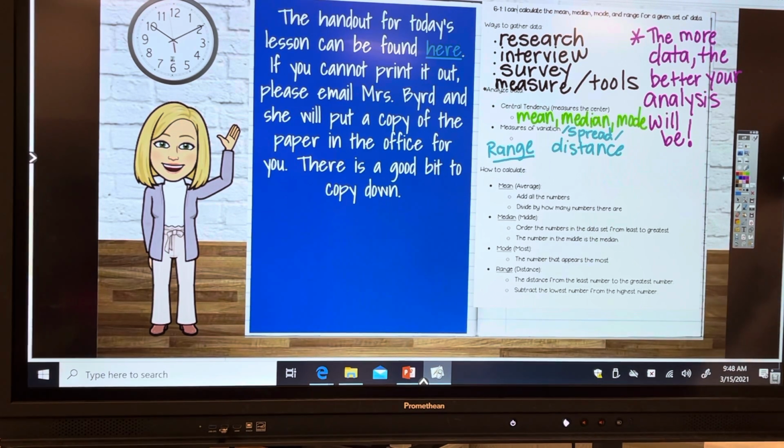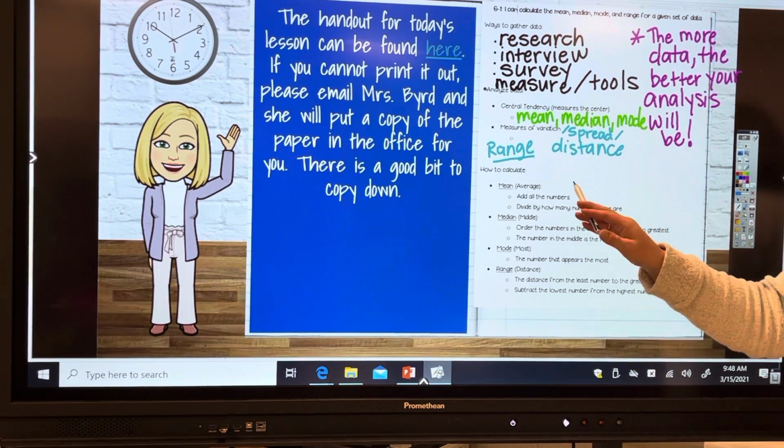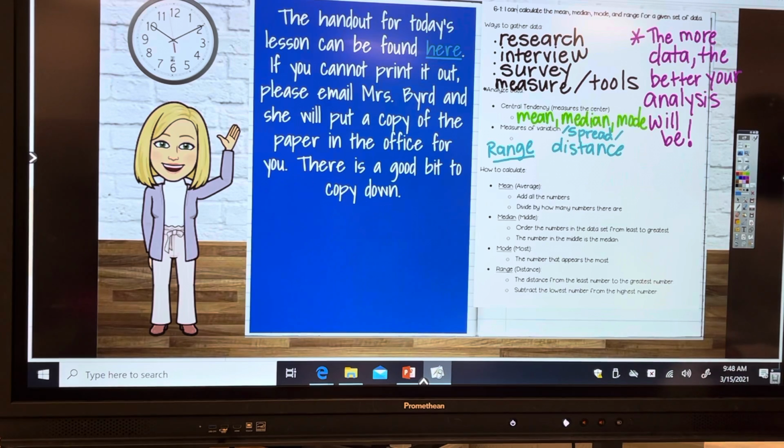So, in Mr. Sterling's class at the very beginning of the year, you talked about these things, right? You learned to calculate all of these. A lot of you know the word average, because you've heard your average in math is a 95. What does that mean?